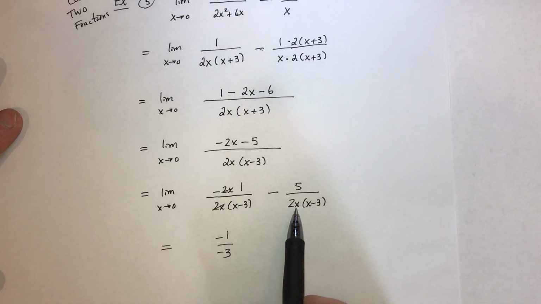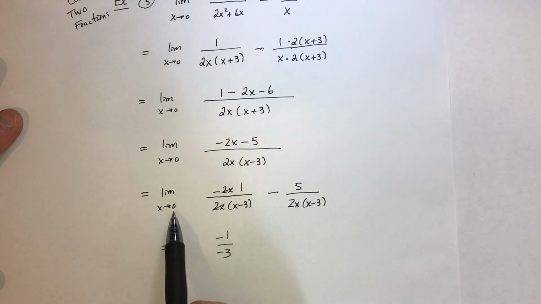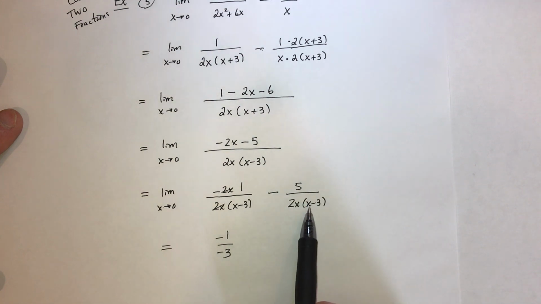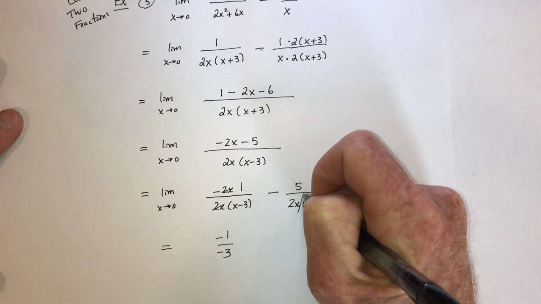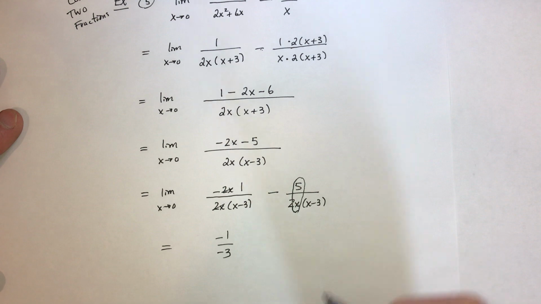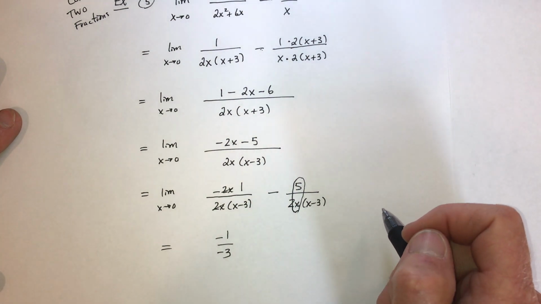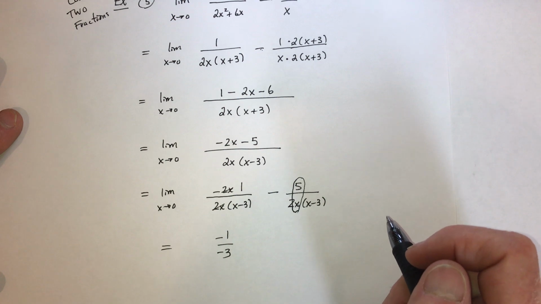And then what about this part? Well, since x is going to 0, this part doesn't really cause any trouble, but this is causing division by 0. So really what I need to do is look at this part. How much is 5 divided by 0? Now, in itself, 5 divided by 0 is not allowed.